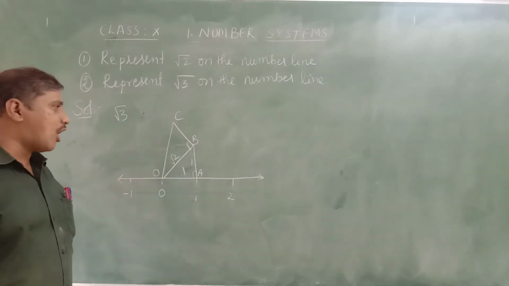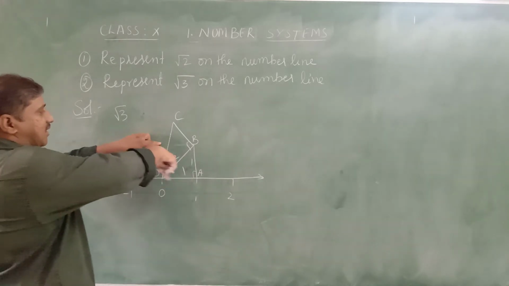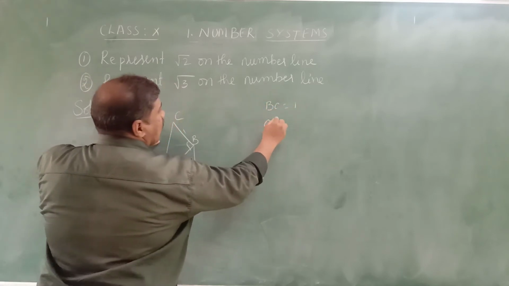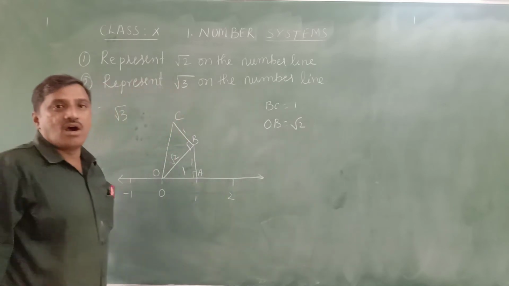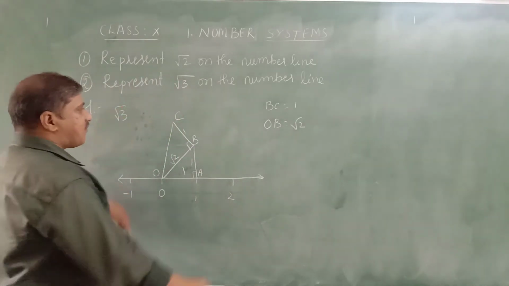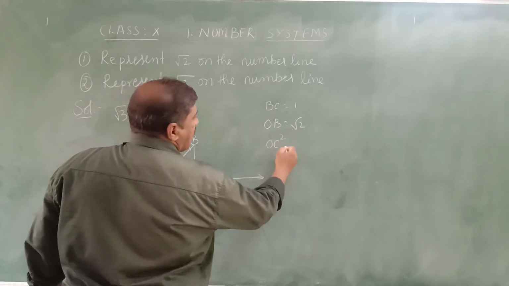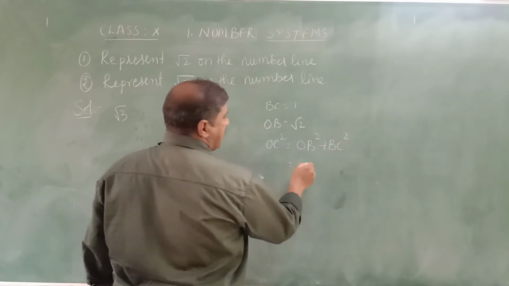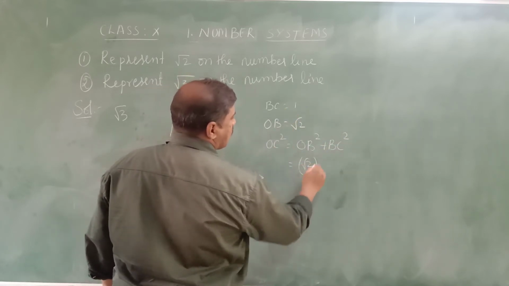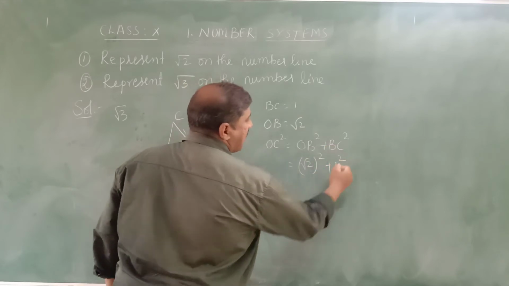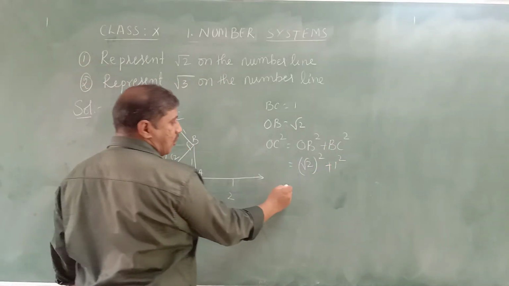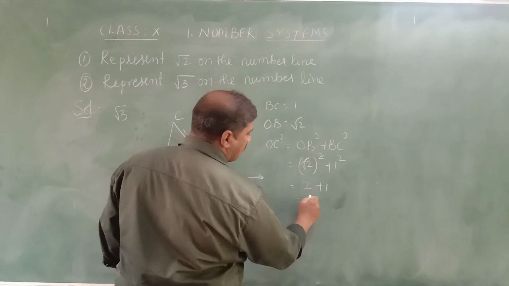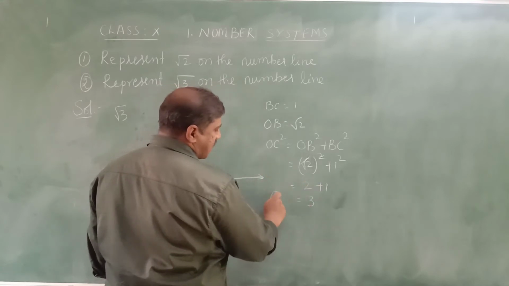Now OC is equal to how much? Again apply the Pythagoras theorem for this. BC is equal to 1 unit, and OB is equal to root 2 units. Now find the length of OC using the Pythagoras theorem. OC square is equal to OB square plus BC square. Root 2 whole square plus 1 square. Root 2 whole square, the square and square root cancel, we get 2 plus 1, which is 3. So 3 is OC square.